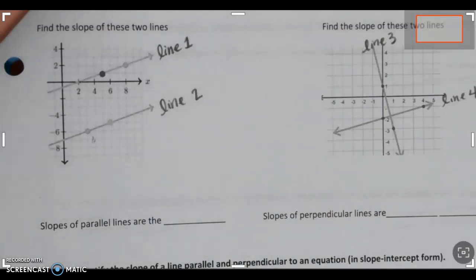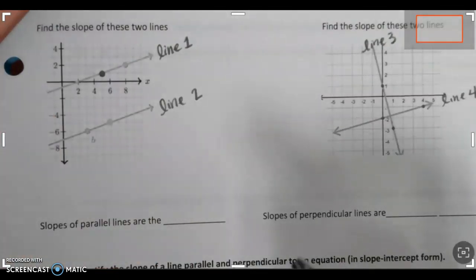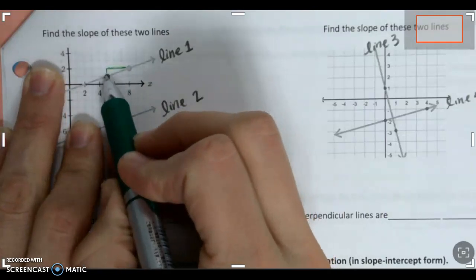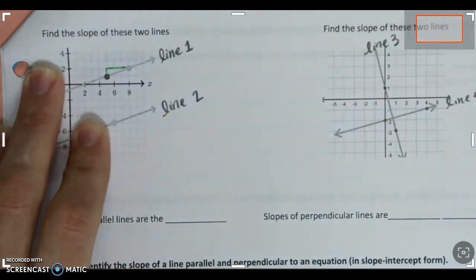The first thing I asked you to do was to find the slope of the 4 lines. Let's just check and see how you did. Everybody should be able to count slope, right? So first slope, line 1, you should have gone up 1 over 3. How'd you do? Up 1 and over 3.